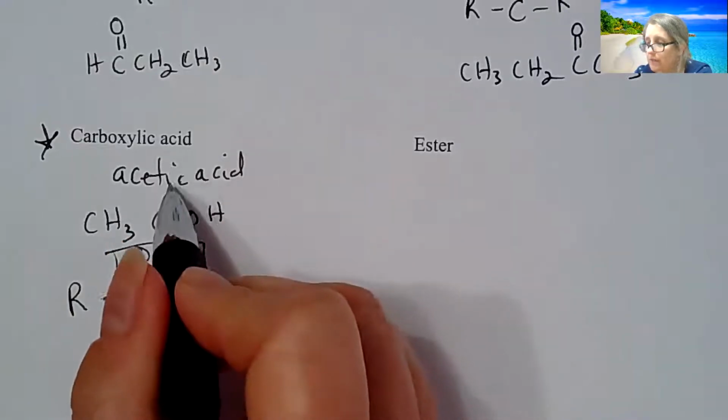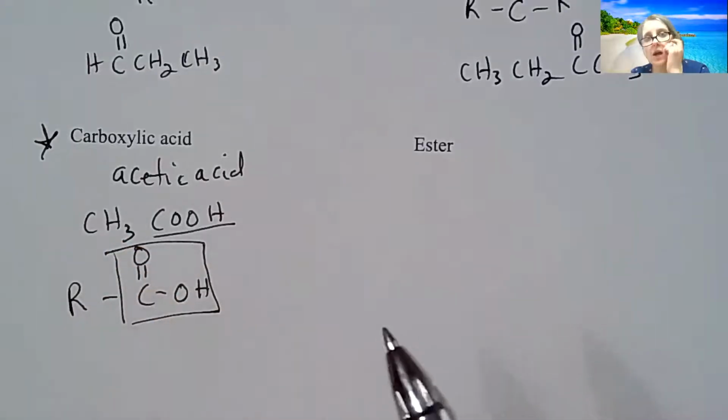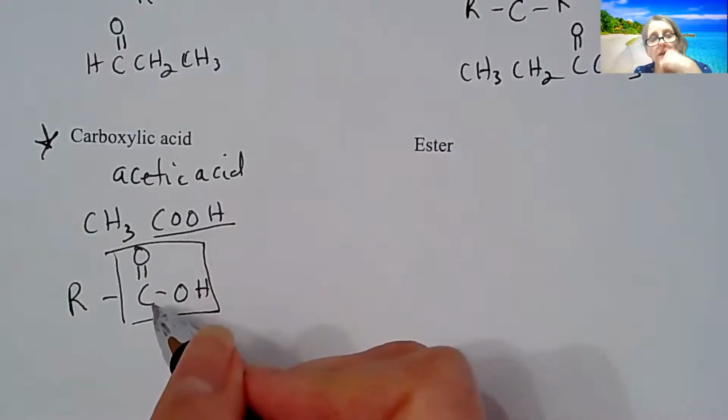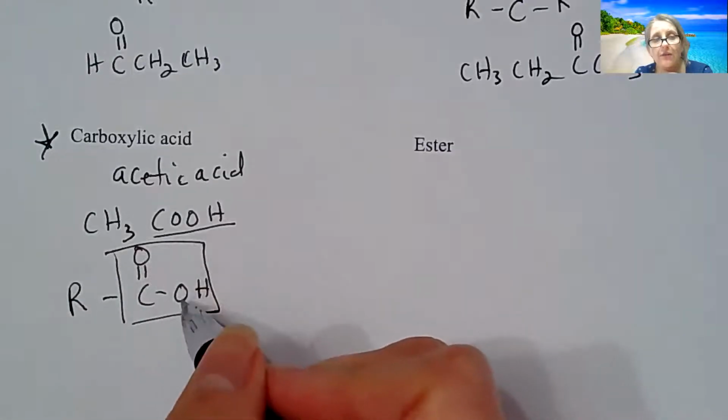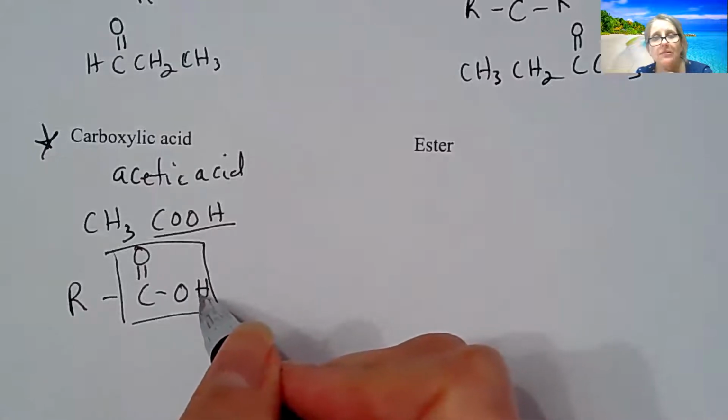Usually what you will see for acetic acid is it's written as COOH, so that you understand that the carbon has two different oxygens attached and then a hydrogen attached to that oxygen.